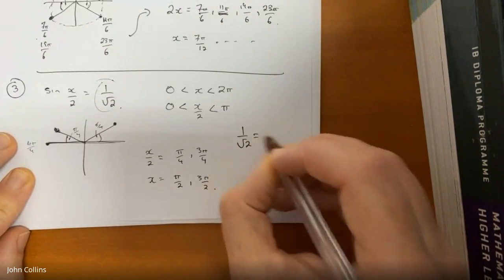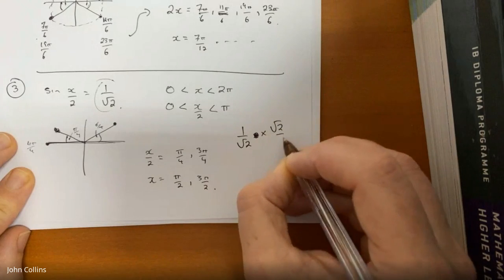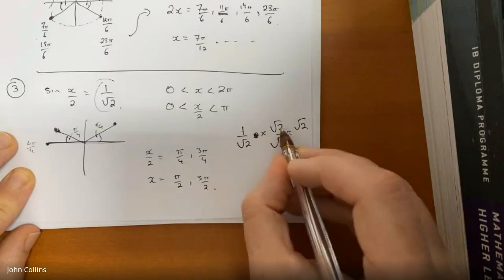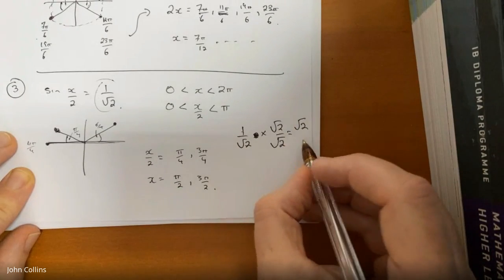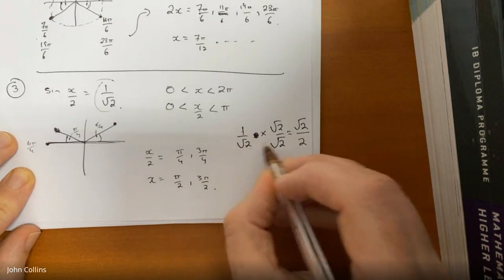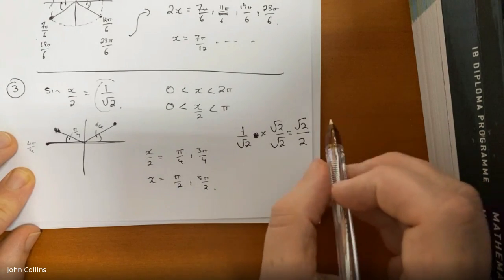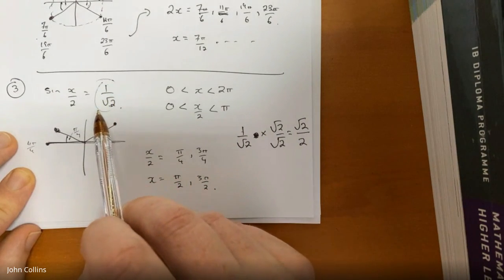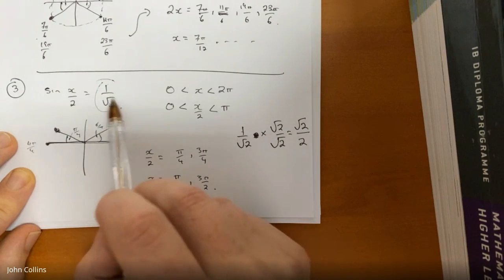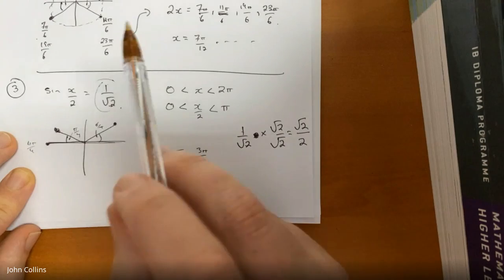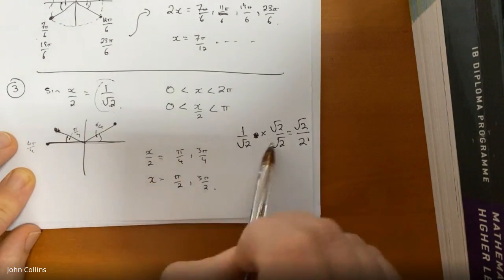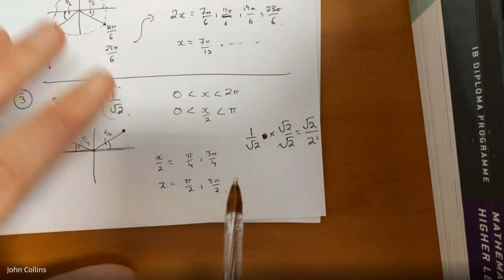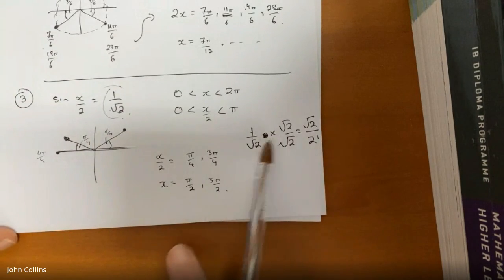1 over root 2 equals, if I just multiply it by its surd, 1 times root 2 is root 2, and root 2 times root 2 is just 2. It's root 2 squared. So root 2 over 2. Yeah, so they're interchangeable. 1 over root 2 technically isn't, it's like having a decimal in a denominator, and it's generally not a good idea, but it's fine. Either one is fine. You have to be able to switch. You just recognize that's the same as root 2 over 2. Just proved it.